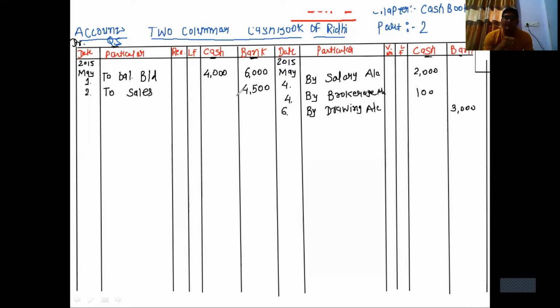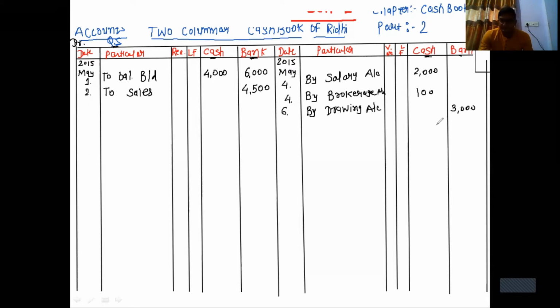And for a contra transaction we have to write on both the debit and credit sides. But here it is only a personal nature expense, so we have to write only the drawing account, a single entry on the credit side. This is on the 6th date.